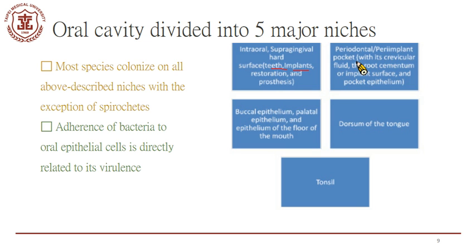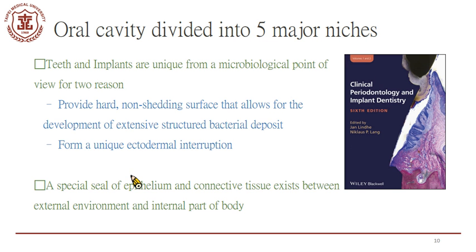Then we have the periodontal and peri-implant pocket with its crevicular fluid, the root cementum or implant surface, and the pocket epithelium; the dorsum of the tongue, the tonsils, and then the buccal epithelium, palatal epithelium, and all the epithelia of the cavity. Most species colonize all of the niches described above, with the exception of spirochetes, and adherence of bacteria to oral epithelial cells is directly related to virulence. Teeth and implants are unique from a microbiological point of view for 2 reasons: they provide a hard, non-shedding surface that allows for the development of extensive structural bacterial deposits, from a unique ectodermal interruption.